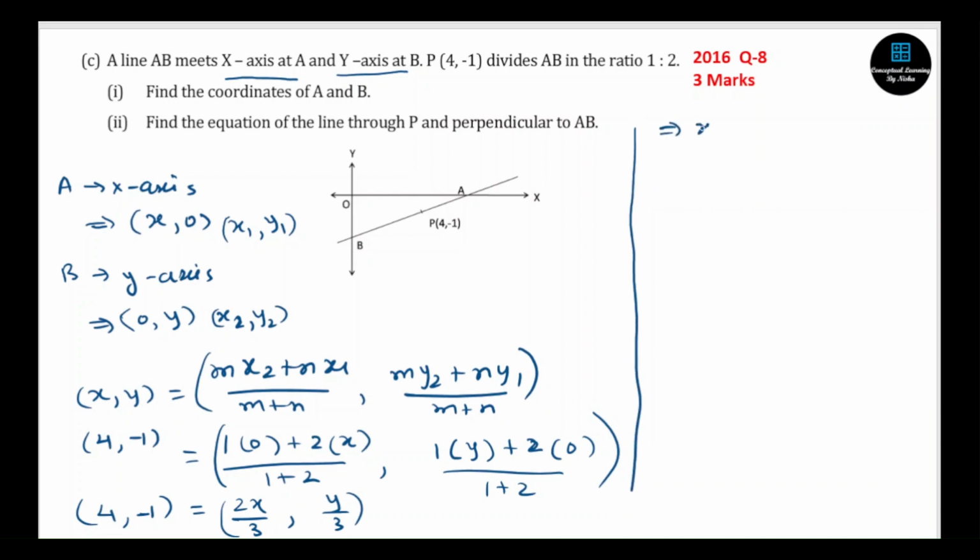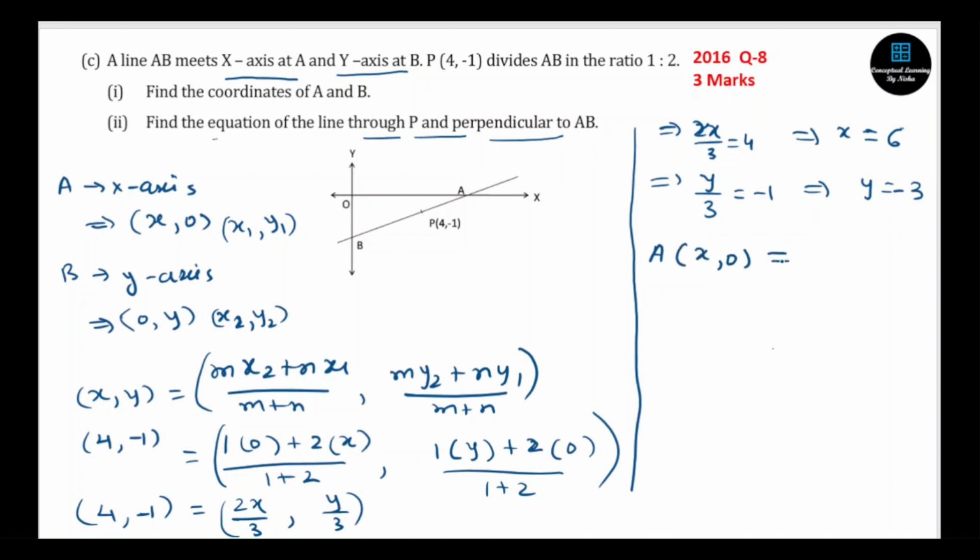That gives us 2x upon 3 equals 4, so x is equal to 6, y equals minus 3. So we have the coordinates of point A, which is x, 0, nothing but 6, 0, and B, which is 0, y, which is 0, minus 3. Now we got the points A and B. So first is solved. Now we have to find the equation of the line passing through P and perpendicular to AB.